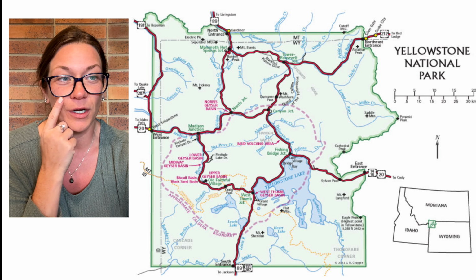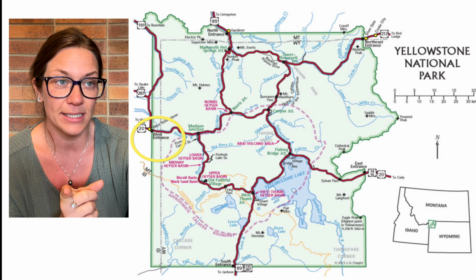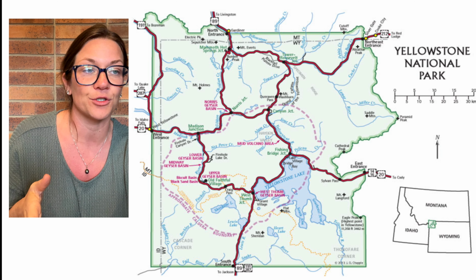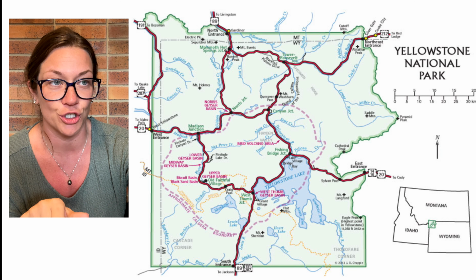Day 1, you are going to enter from the west entrance. You are going to get a map right when you enter and start taking notes. Always ask questions. Ask them questions. Has there been an animal killed lately? That's going to be your first question on day 1, because wherever an animal has been killed, there's going to be wolves. Okay, so day 1, enter from the west entrance, drive to the Madison Junction.